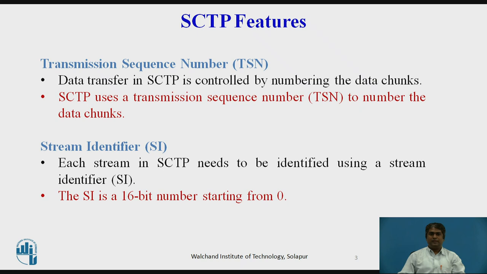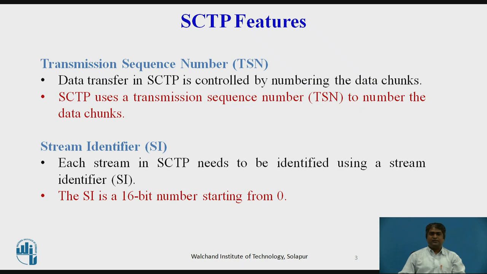However, on the other hand, the unit of data in SCTP is a data chunk, which may or may not have a one-to-one relationship with the message coming from the process because of fragmentation. Data transfer in SCTP is controlled by numbering the data chunks. SCTP uses a transmission sequence number to number the data chunks. In other words, TSN in SCTP plays the analogous role as a sequence number in TCP.